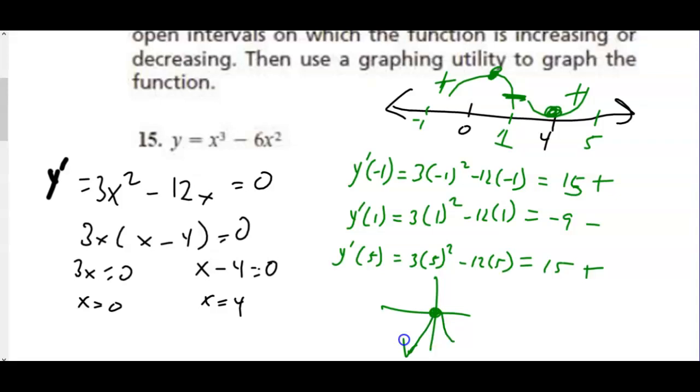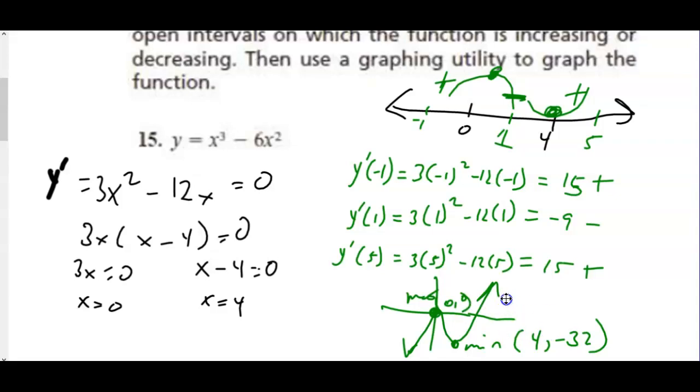And then you go down here, it was like -32. All right, that is the minimum. So the max is (0, 0) and the min is -32.